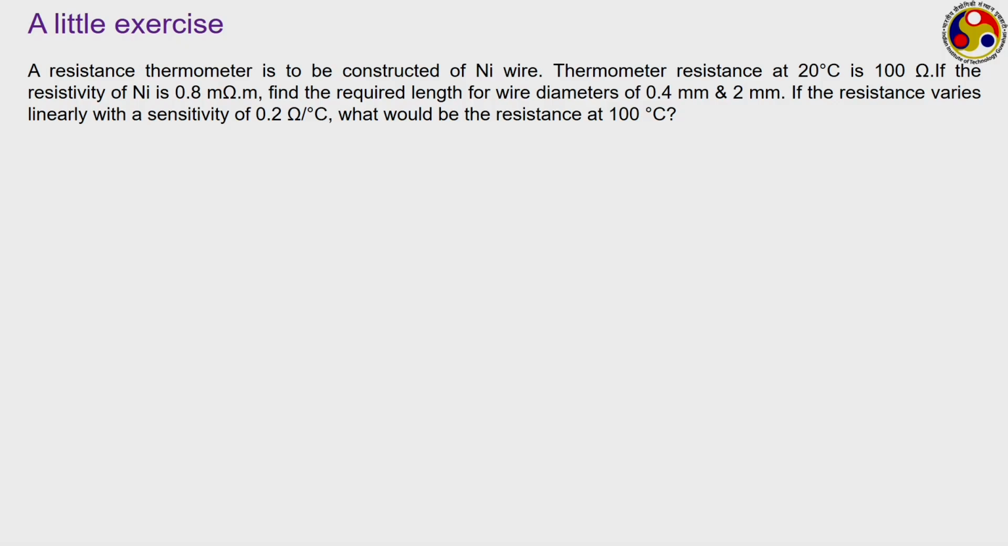If the resistivity of nickel is 0.1 milliohm meter. Please be careful about the way I have written this. Here there are two m's on either side of the ohm symbol. The first one refers to milli, so that is just a prefix to ohm, whereas the second one is meter. There is a dot in between, so be careful the way we are writing this. So it is 0.1 milliohm per meter or into meter, and we have to find the required length for wire diameters of 0.4 millimeter and 2 millimeter.